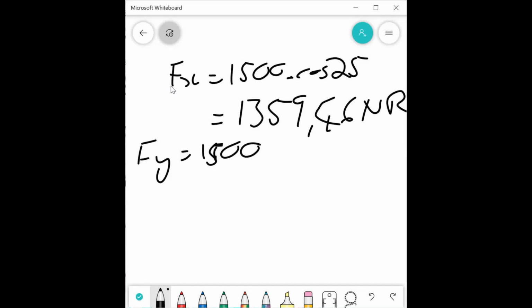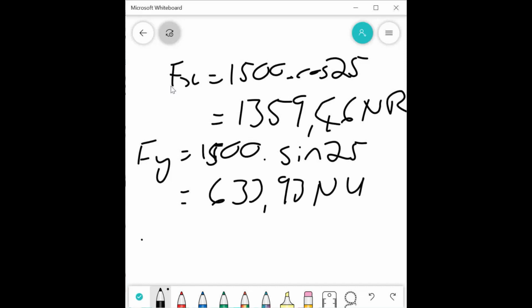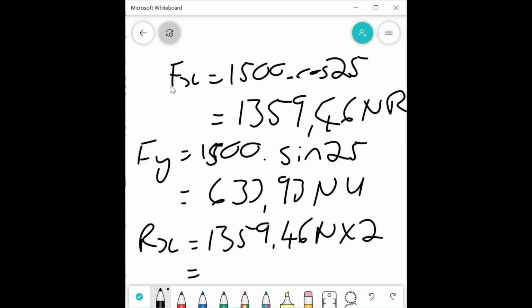Fy is going to be 1,500 times sine of 25, which is equal to 633.93 newtons up. As they are identical, we know that that is then doubled. So our Rx is going to be 1359.46 times 2, which is 2718.92.